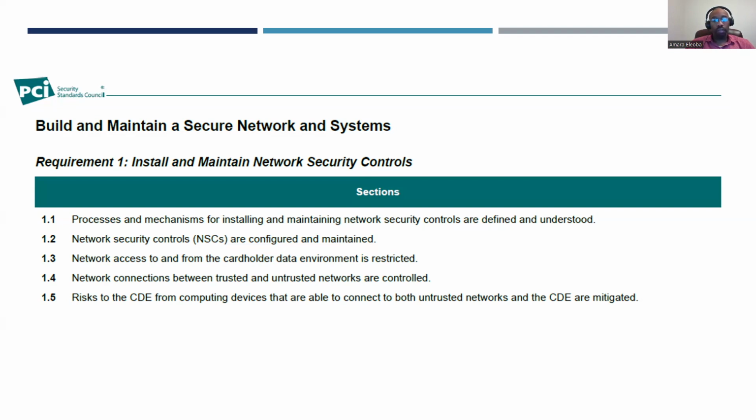Then 1.5, we want to make sure that the risk to your CDE from computing devices is mitigated. It can be people connecting remotely, that are able to connect from the internet and to the CDE. I'll repeat this again: 1.5 is looking at the risk to the CDE from computing devices that are able to connect from the internet to your cardholder data. We want to make sure that those risks are mitigated.